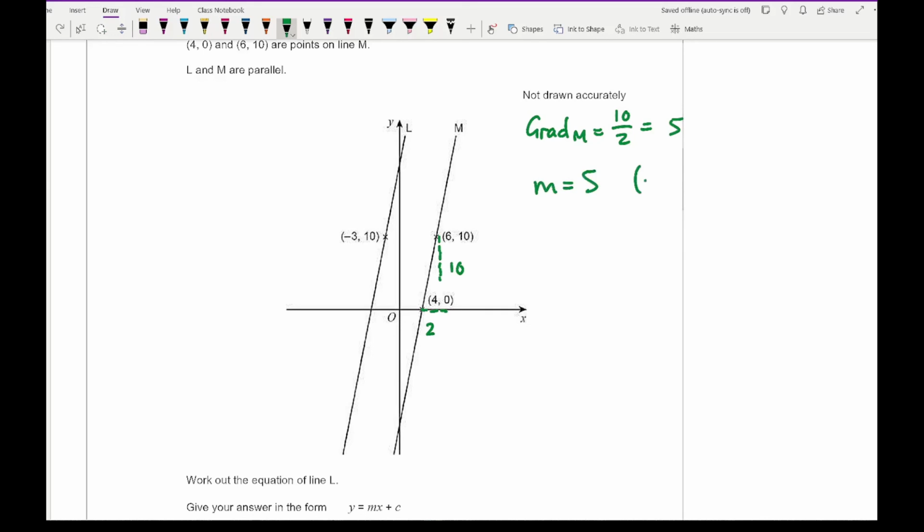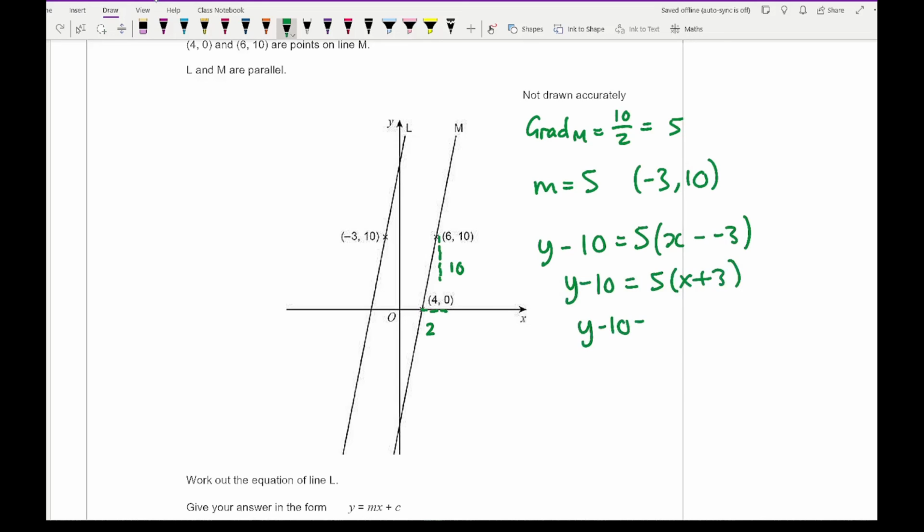So then picking a coordinate, which is (-3, 10), substituting that in, we get y minus 10 equals 5 times x, and then minus minus 3. So here we've got y minus 10 equals 5x plus 3, so y minus 10 equals 5x plus 15. So y equals 5x plus 25. And there is my final answer.